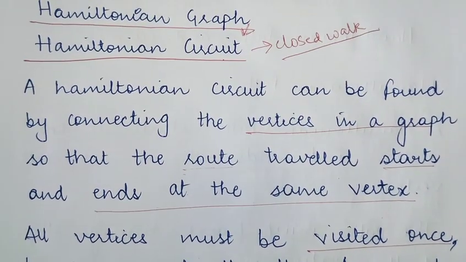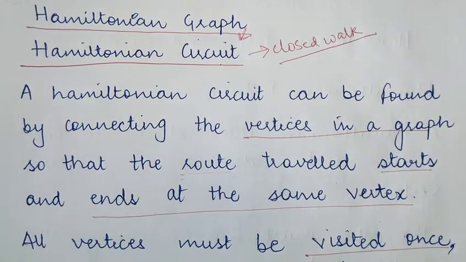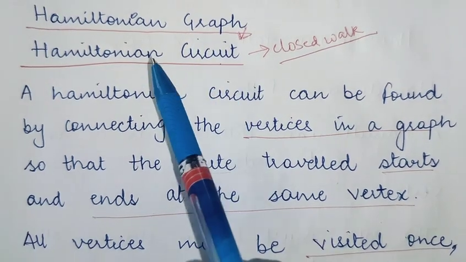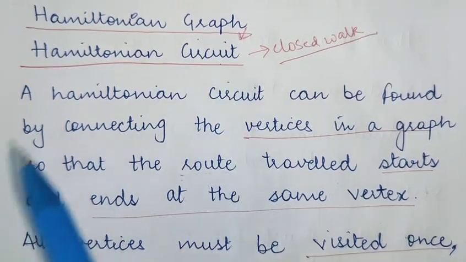Next, we will study Hamiltonian graph. A Hamiltonian graph is a graph that contains a Hamiltonian circuit. Whenever you find a Hamiltonian circuit in a graph, you can say such a graph is a Hamiltonian graph. But then, what is a Hamiltonian circuit? That means to study Hamiltonian graph, you have to study Hamiltonian circuit.